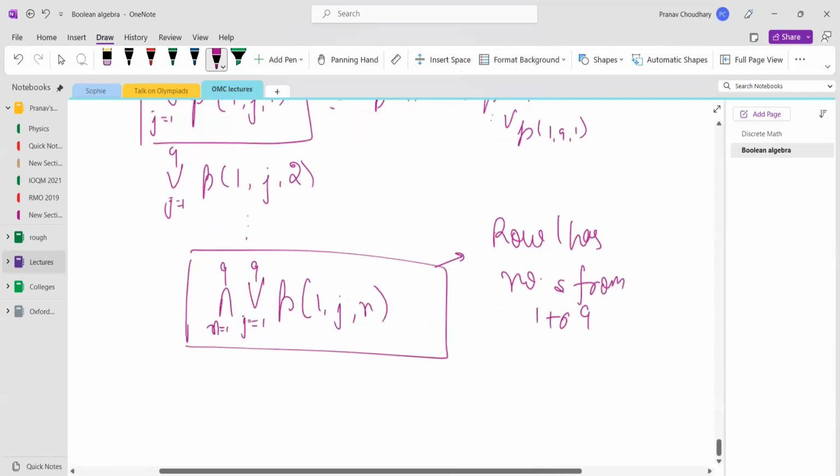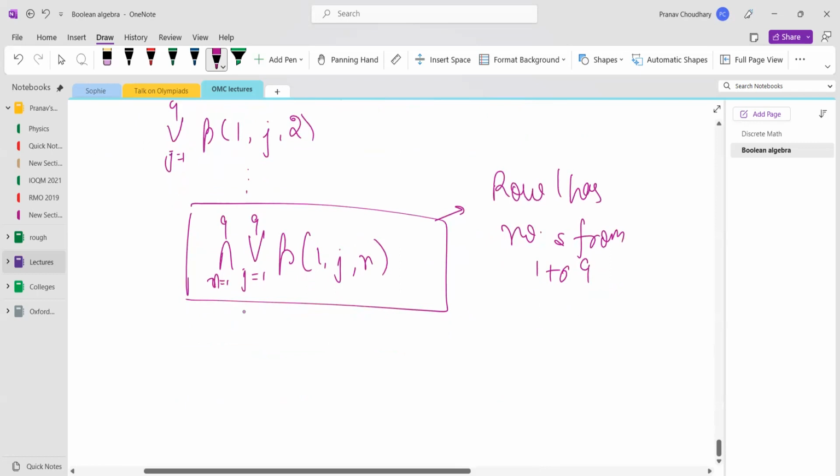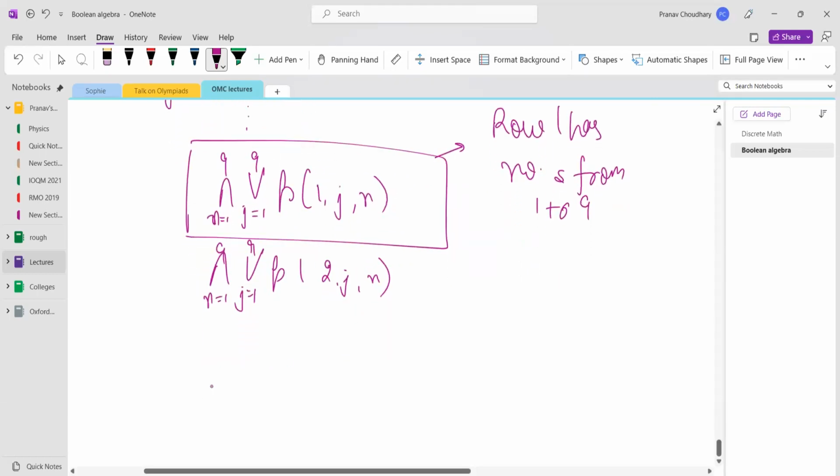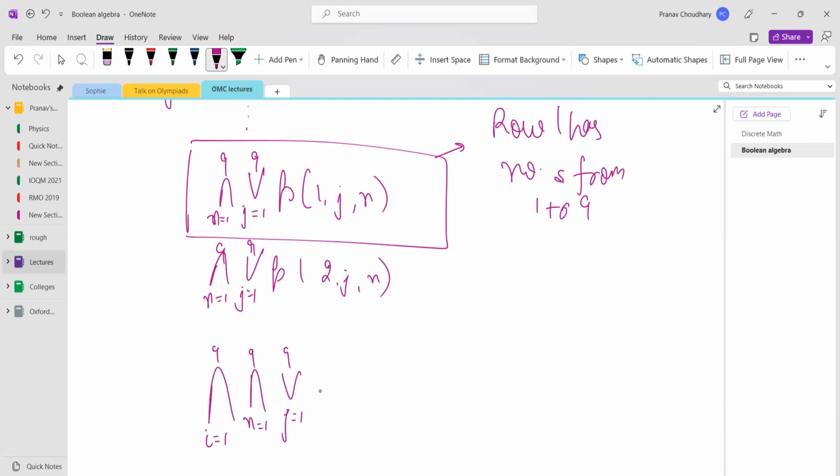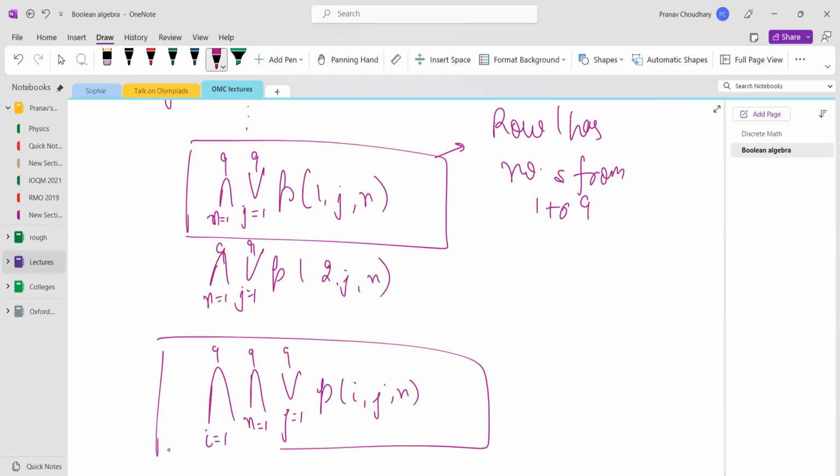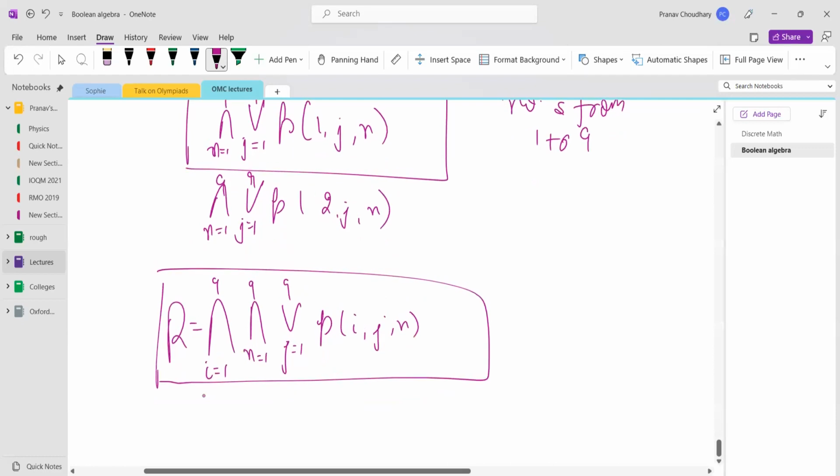And we have to do this for all the rows. This should be true for row 1, and then we should have this also for the other rows. So we take the AND over i from 1 to 9, the AND over n from 1 to 9, and the OR over j from 1 to 9 of P of i comma j comma n. We want this to be true for the row condition. Is this clear? Yes, sir.